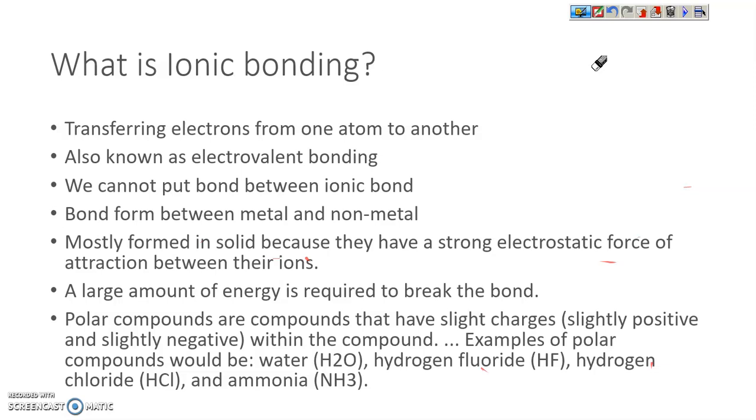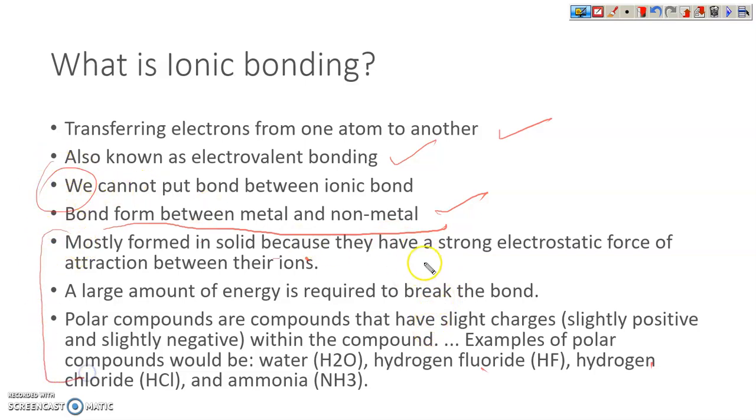I already told you that it's also known as electrovalent bonding, and I also told you that this bond forms between a metal and a non-metal. Now we'll learn some more properties of ionic bonding. For the definition, you can write that ionic bonding is a transferring of electrons, but you should also know the properties.